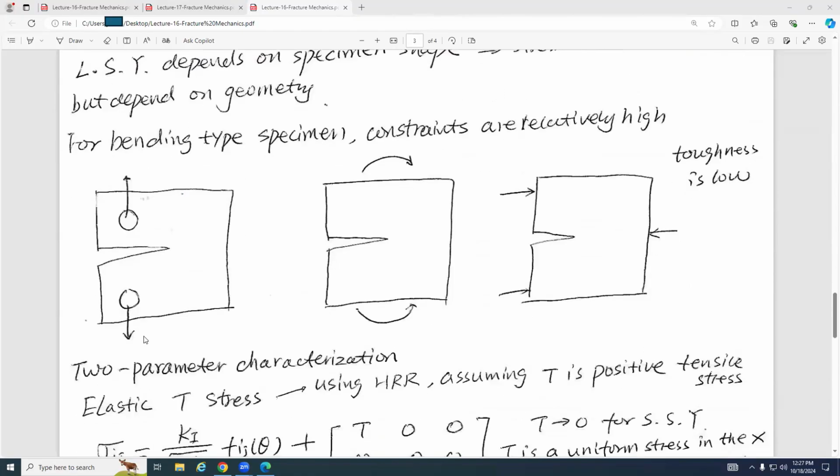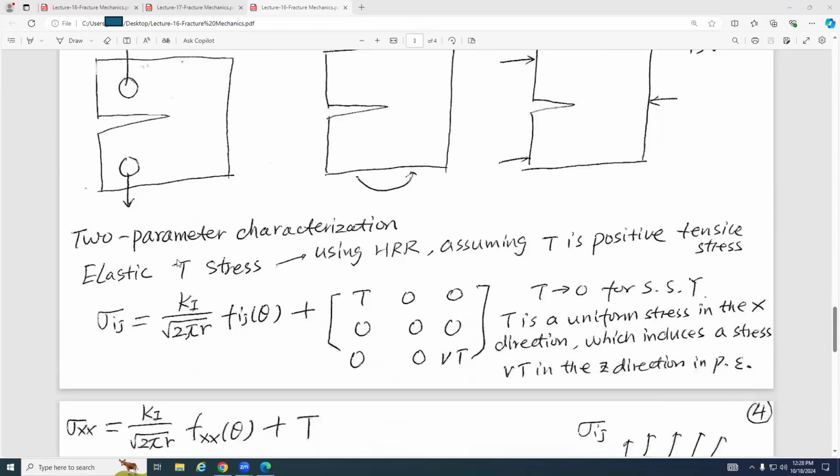For a bending type specimen, this edge crack, we bend it this way. So here is the bending moment. Also here is very similar, and this is a 3-point bending. This point is fixed, and we have force applied here and force applied here. For a bending specimen, the constraints are relatively high, right? So here they use 2-parameter characterization to describe sigma ij.